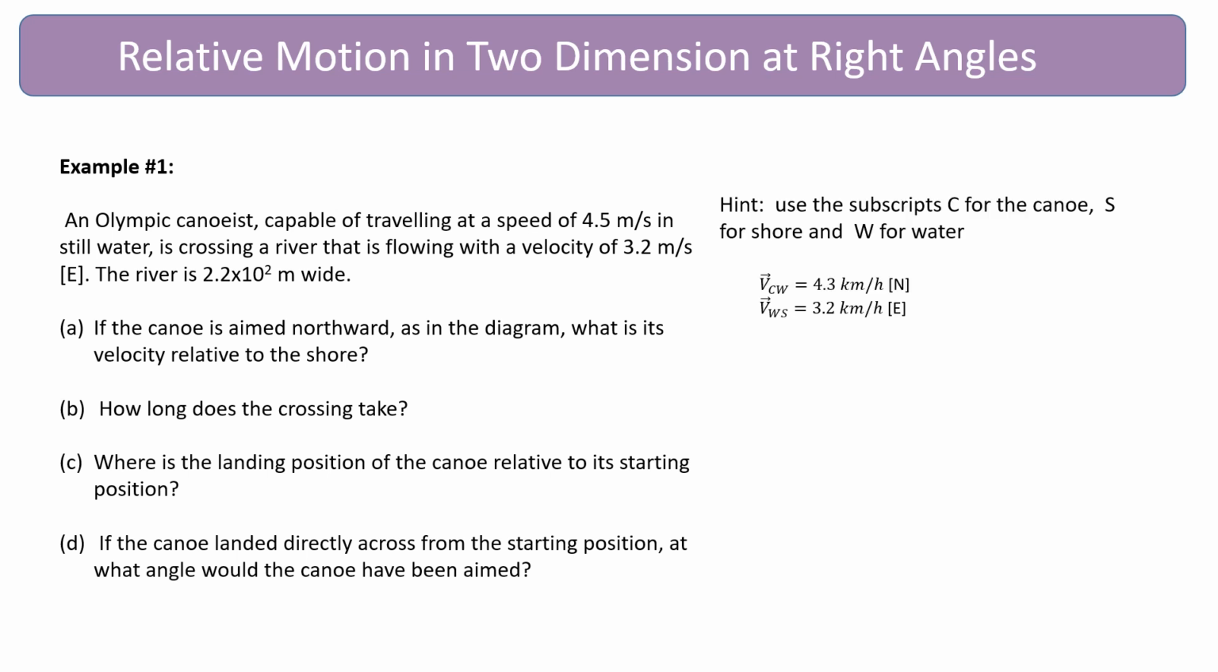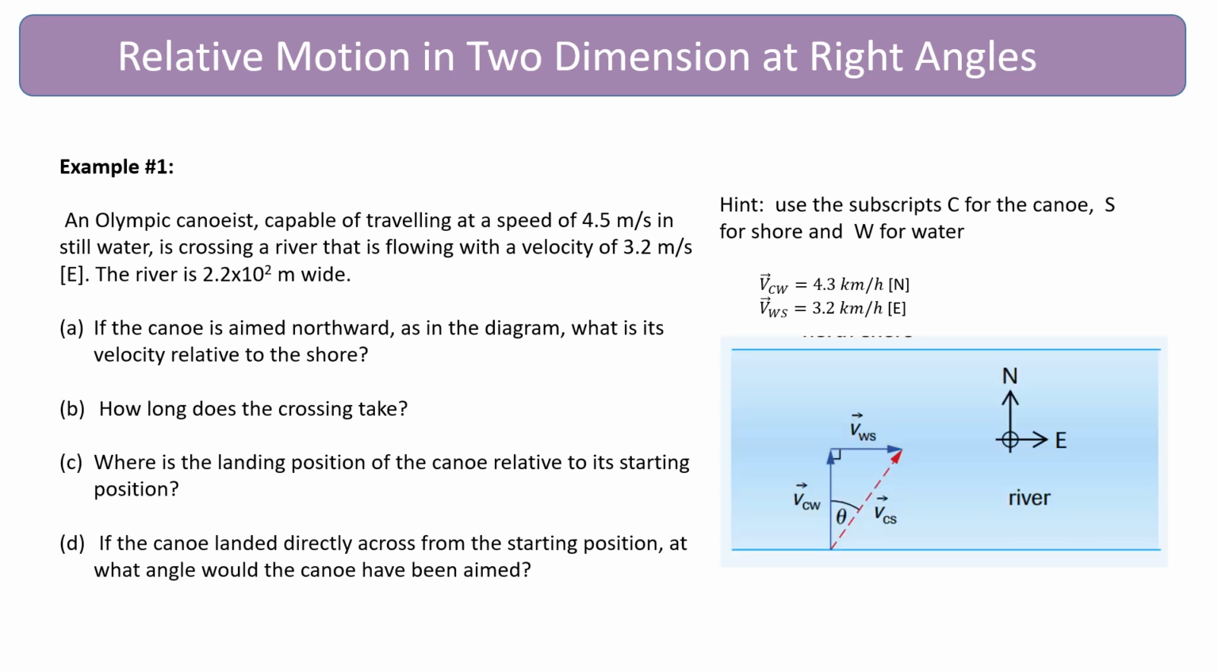For this, we're going to use subscript C for canoe, S for shore, and W for water. So we will have the velocity of the canoe in water and the velocity of the water related to the shore. So here's our diagram.